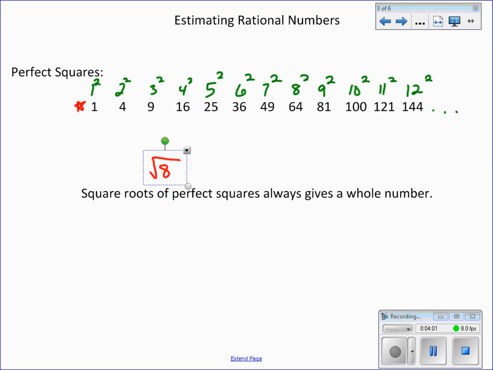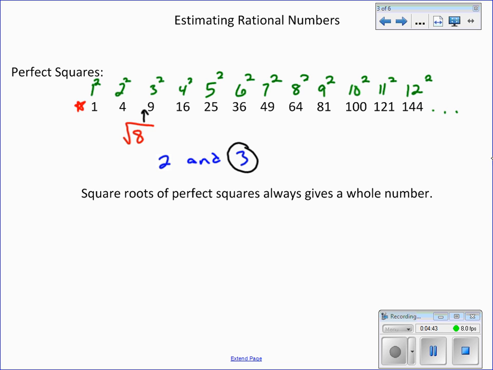If we're trying to find the square root of 8, well, 8 doesn't line up as a perfect square. And so we need to be able to approximate. What you should be able to see is that the square root of 8 falls somewhere right in here, because 8 lies in between 4 and 9. Because the square root of 4 is 2 and the square root of 9 is 3, the square root of 8 is going to be somewhere in between 2 and 3. In fact, I would say that it's going to be closer to 3. The reason why it's closer to 3 is because 8 is closer to 9.